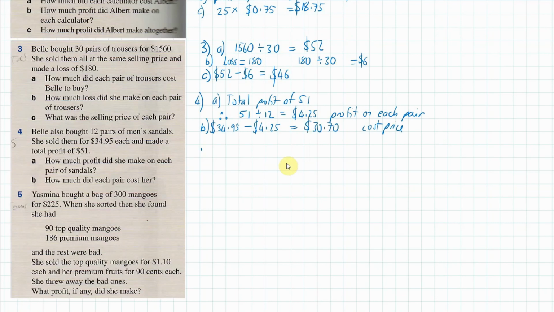Now, therefore, that's all we need. We don't need the total. Okay, so we've got what we need there. Number 5.